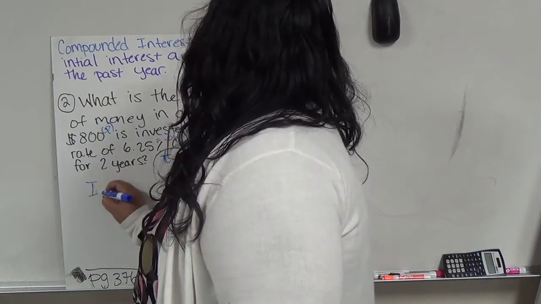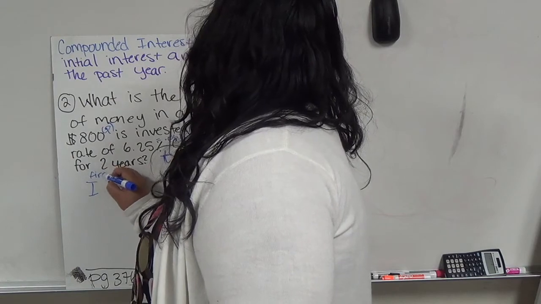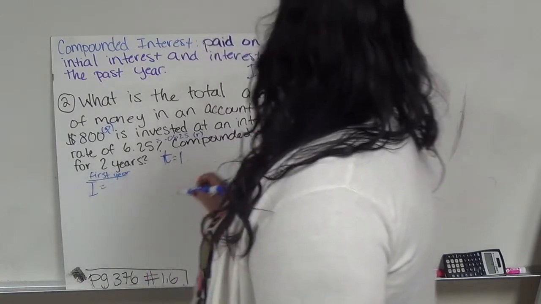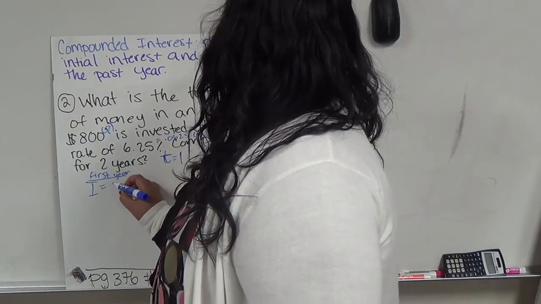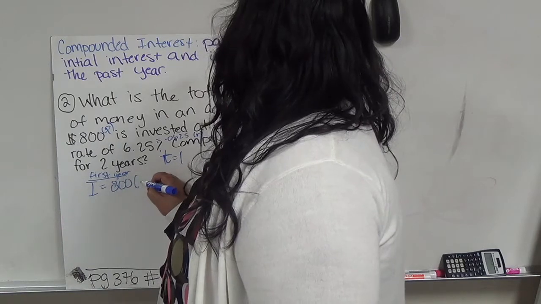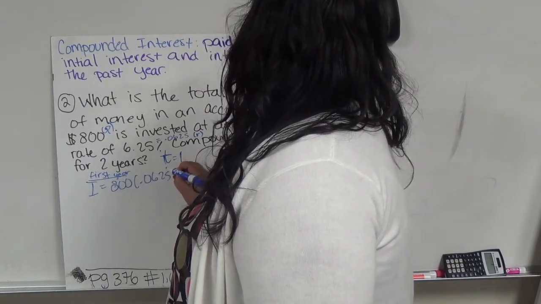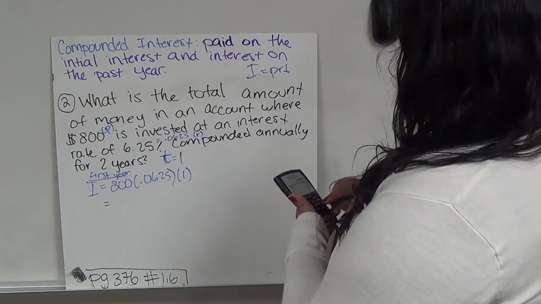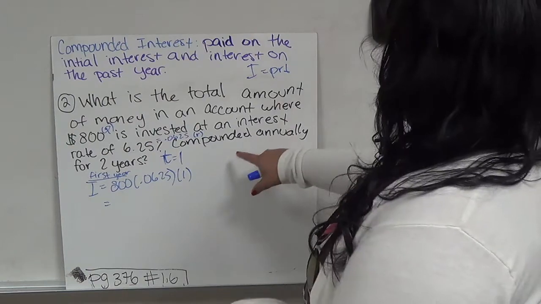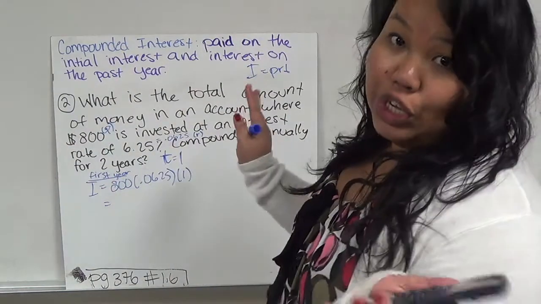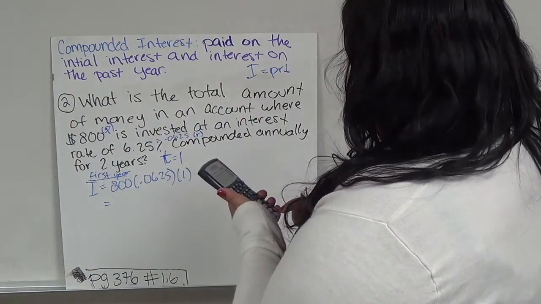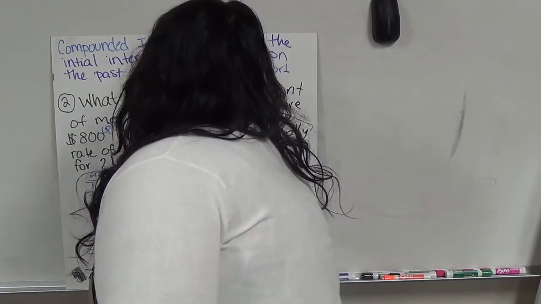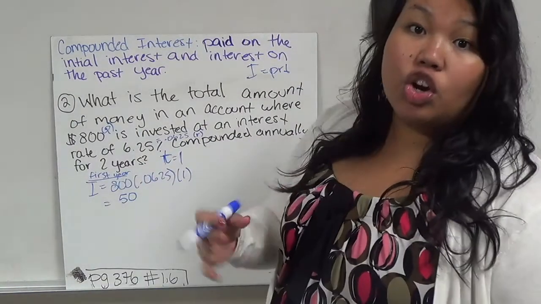So let's do it first. So my interest, this is for the first year. So my interest is $800 times 0.0625 times 1. So in this case, I'm investing, so the money is going to go to me. So this is good, okay? So 800 times 0.0625 times 1 gives me 50. So that's how much interest I'm going to earn for the first year.